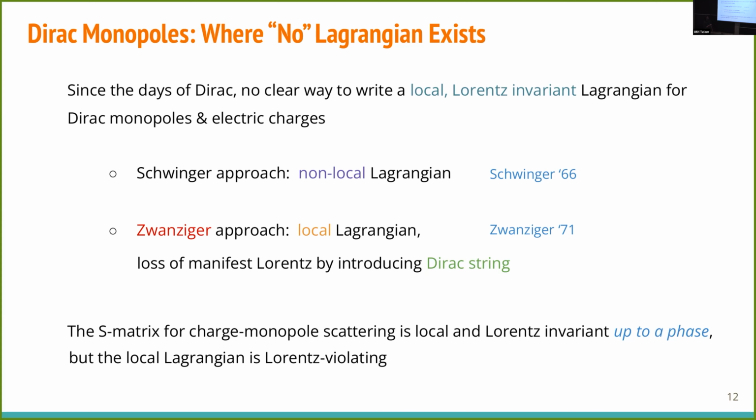The other approach was developed here at NYU by Daniel Zwanziger, on whose work a lot of our intuition is based. And a lot of what we did is we took an idea that was in a gem of a paper that he had from 1972, I think, and made it into an industry. So a lot of this started actually here. The first thing he did is he wrote down a local Lagrangian, but at the cost of loss of manifest Lorentz invariance, because he introduced a definite direction, which was the Dirac string that existed in the Lagrangian.